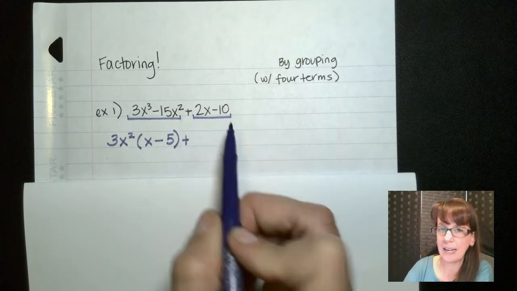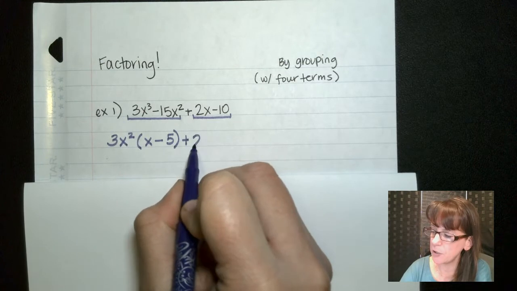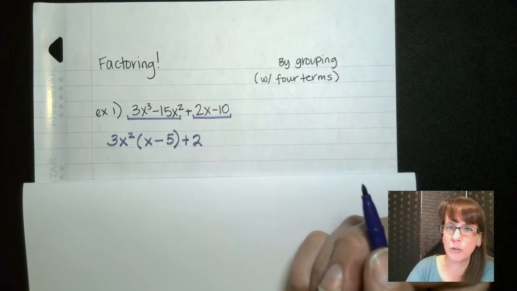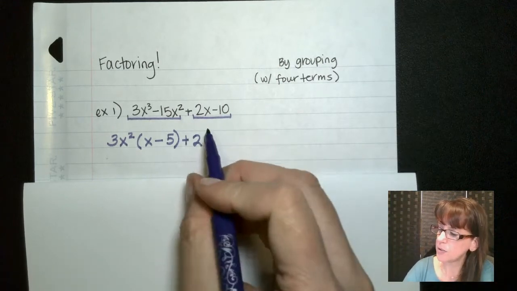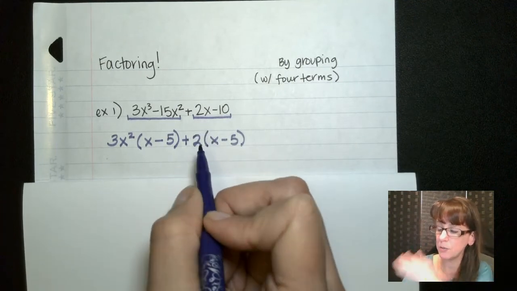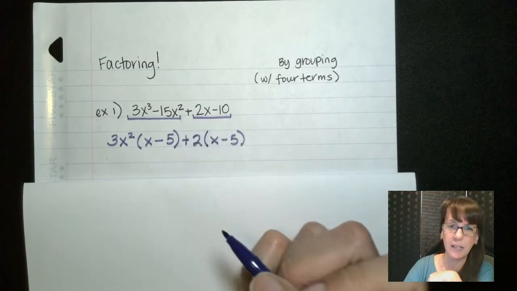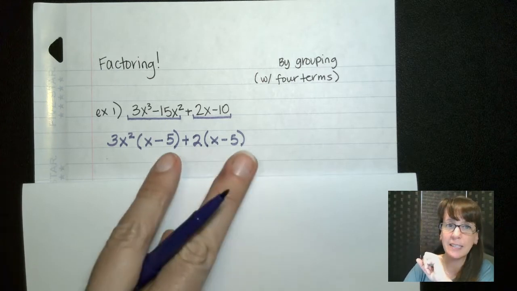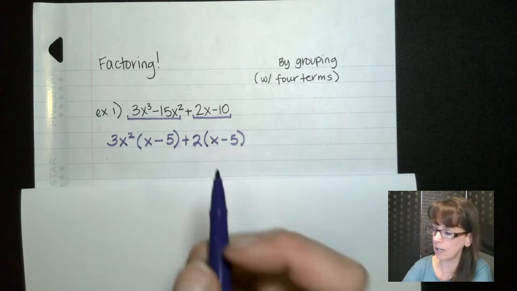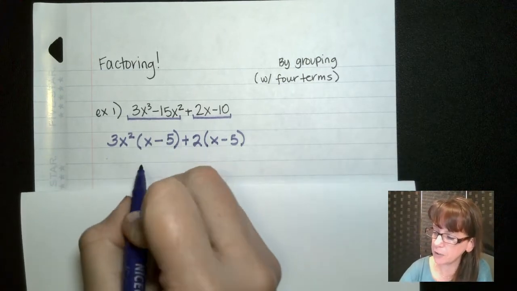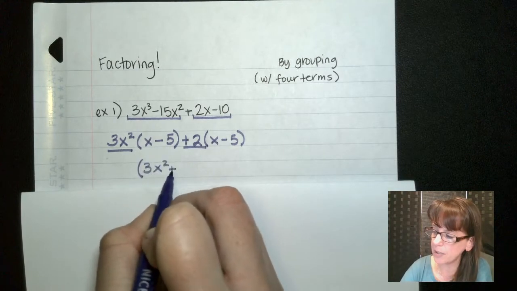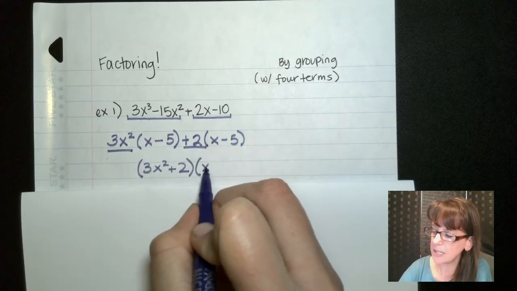Now, 2x and negative 10, what do they have in common? They have a 2. If they have nothing in common, you can still factor out a 1, and I would encourage you to write down a 1. So that gives us x minus 5, because 2 times x will give me 2x, and 2 times 5 will give me negative 10. Okay, so here's where the key is. You have to ask yourself, are these two things exactly the same? Yes, they are. And if they are, then you are ready to factor. Here we go. It is this guy and this guy, so 3x squared plus 2 times x minus 5.